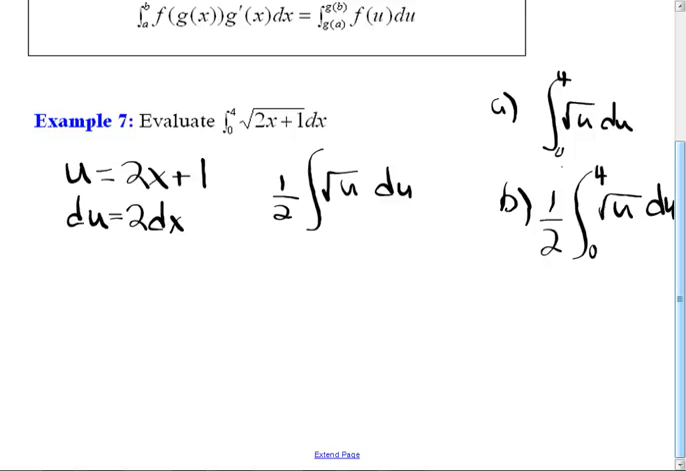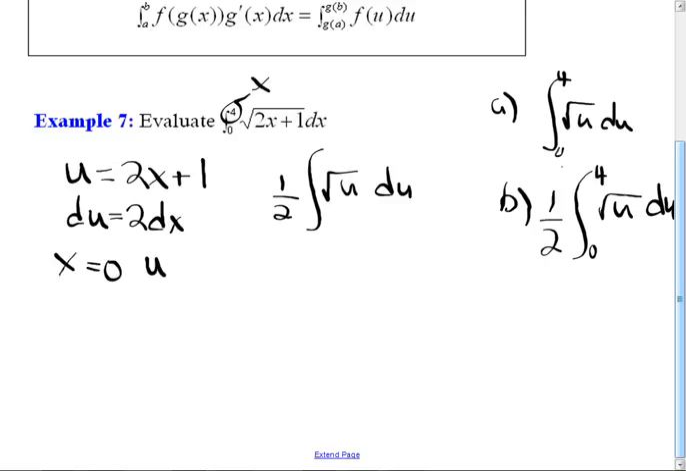Okay, I have to put the numbers in. B is wrong. B is wrong because what do these numbers represent? Those are x's. Okay, so we have to switch it over. Now what happened in AB is some of the kids switched it over, did it really nicely, then they went back to x's, but they used the new u values as their x's. I'm like, no. Okay, so when x is 0, what's u?